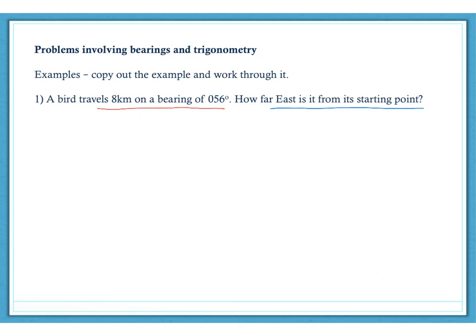So my starting point is going to be here, and I'm going to draw in a north line, like so, and a bearing of 056. Well, I know that would be a bearing of 090, 90 degrees. I want a bit less than that, 056, so it's possibly going to be something like this. That's the journey of the bird, and it travels 8 kilometres. It ends up at this point over here. Let's fill in the angle, 056 for the bearing.